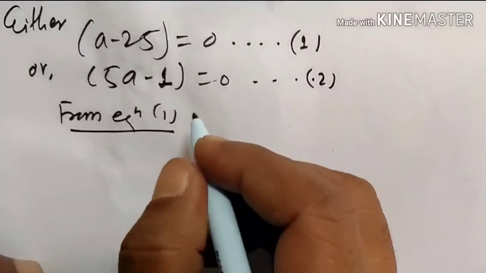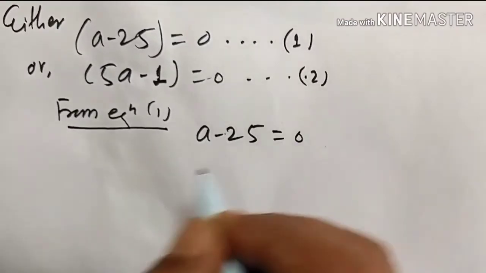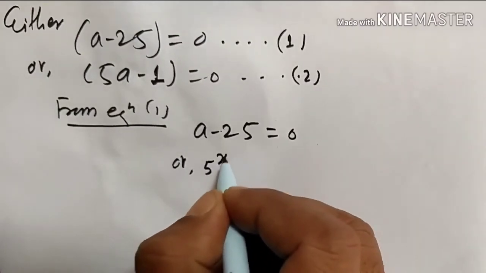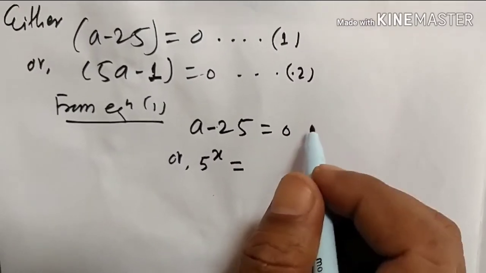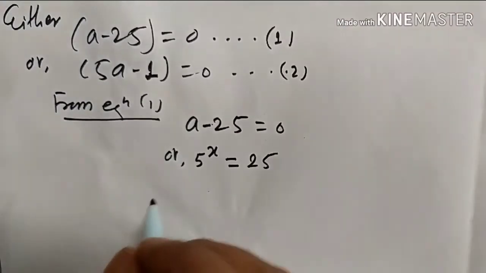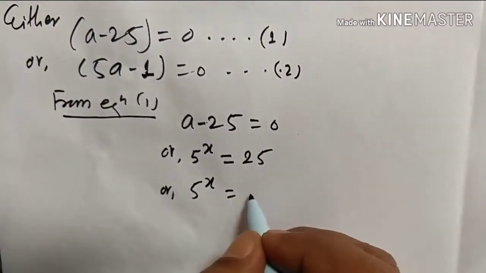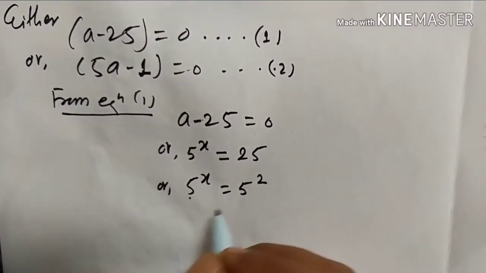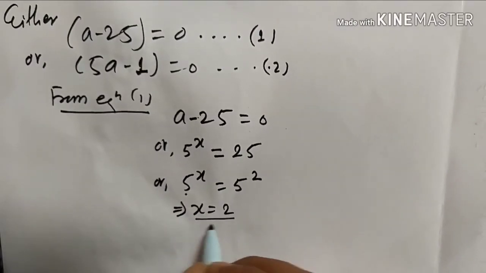Now from equation 1, you can see that a minus 25 is equal to 0. In place of a, you have already considered 5 to the power x. When this minus 25 goes to the other side of is equal to, it will change into plus, so that is positive 25, or 5 to the power x is equal to, it is the square of 5, so 5 square. Now you can see this 5 and this 5 are base, they cancel out each other, so this implies x is equal to 2.